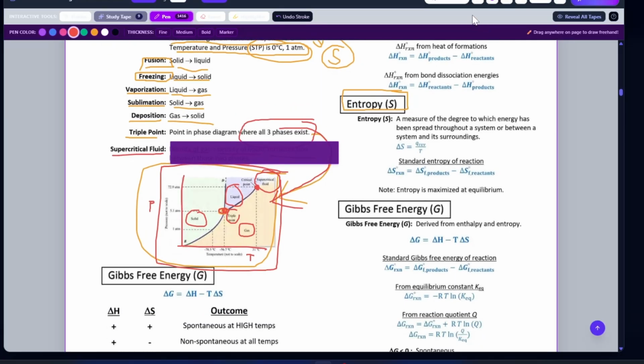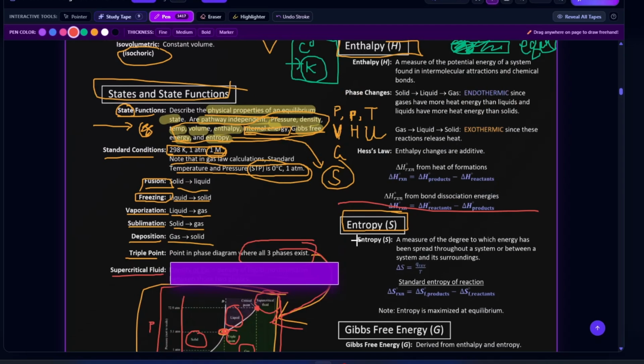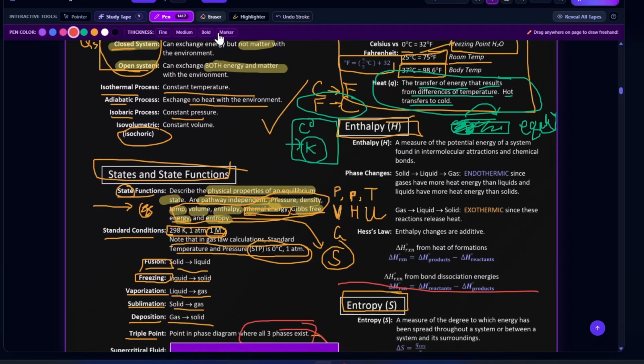Okay, and now we're gonna go back into dark mode because it hurts my eyes. Now we're gonna go into entropy. Where's enthalpy? Where did that go? Okay, we'll go into enthalpy first and then entropy.